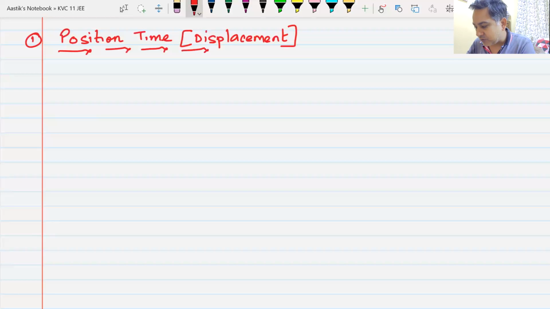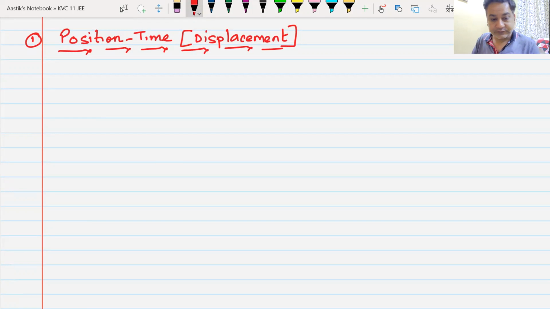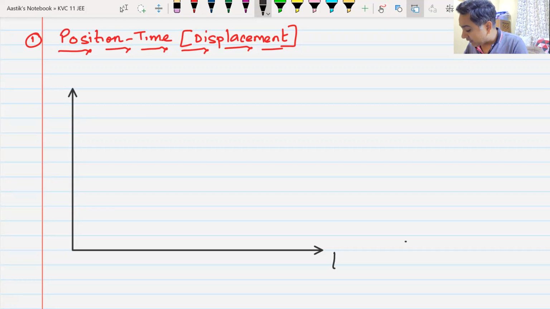What will be plotted along what? Where will I plot the position and where will I plot the time? Position on y-axis and time on x-axis, sir. Position will be plotted on y-axis and time would be plotted on x-axis. That is absolutely correct. That is what I must do if I want to draw a position time graph. So that is what I'm doing. I have my time on x-axis and my position r on y-axis.